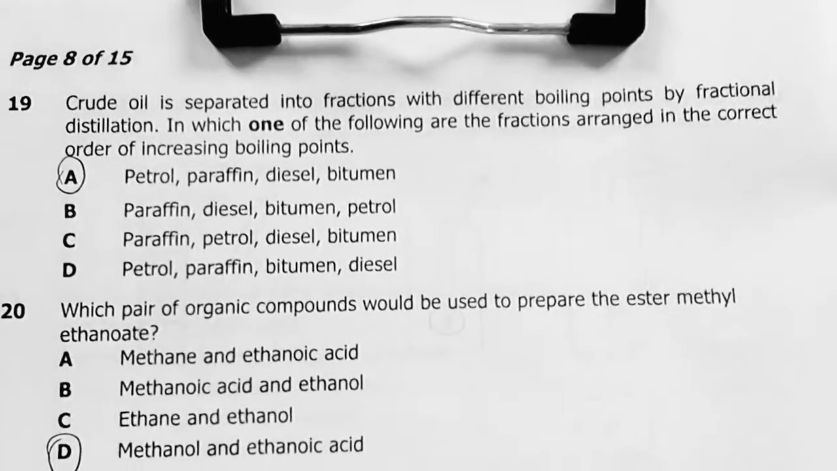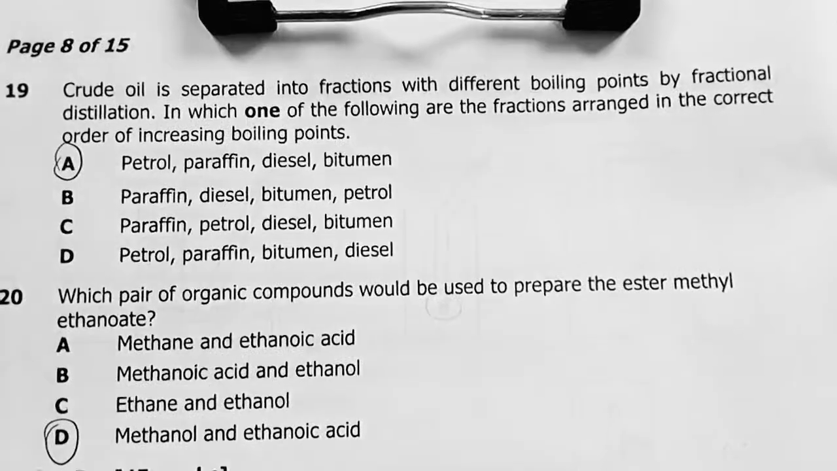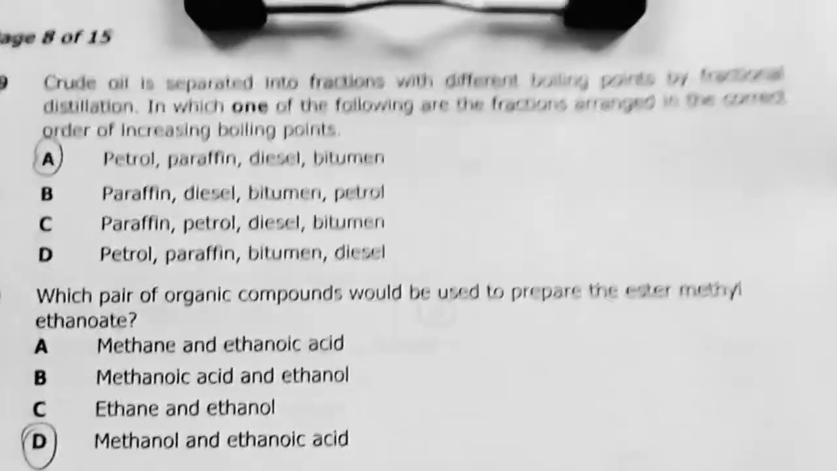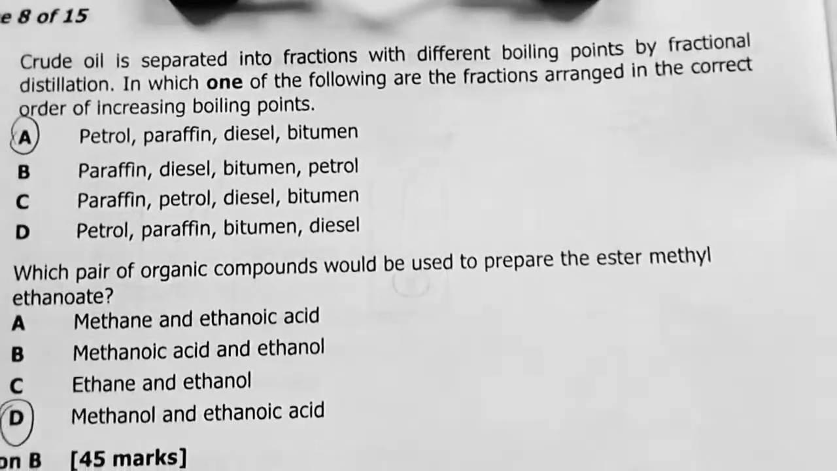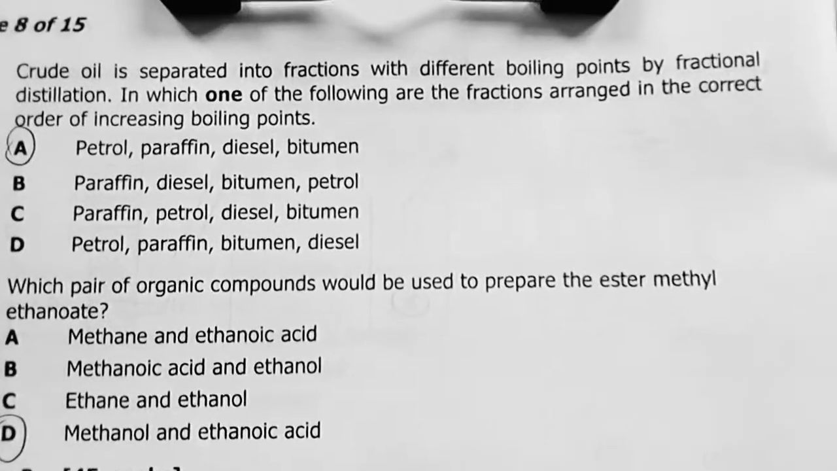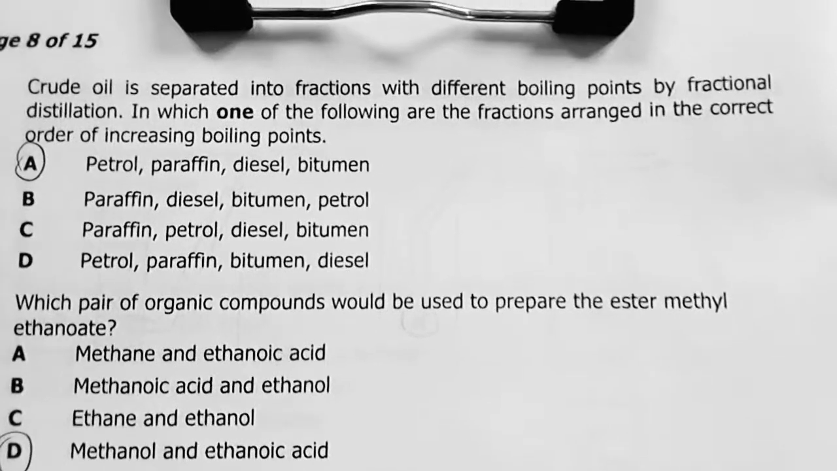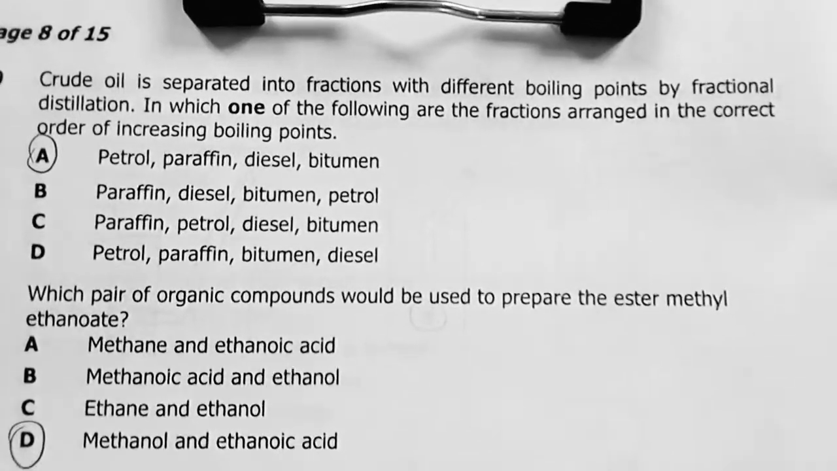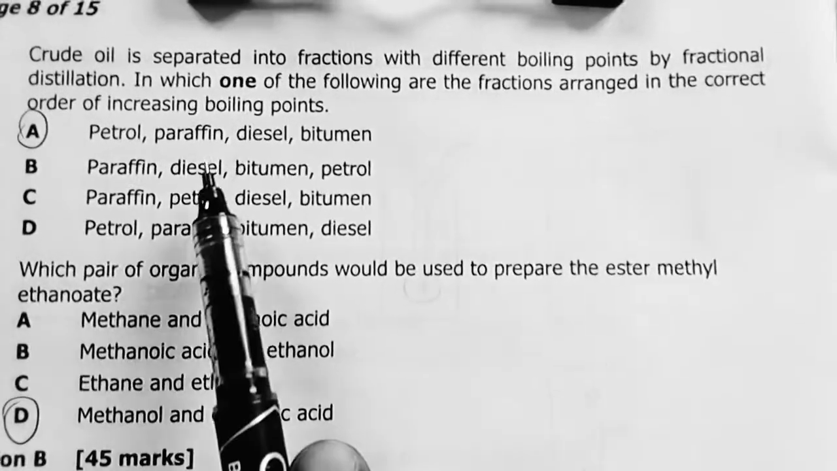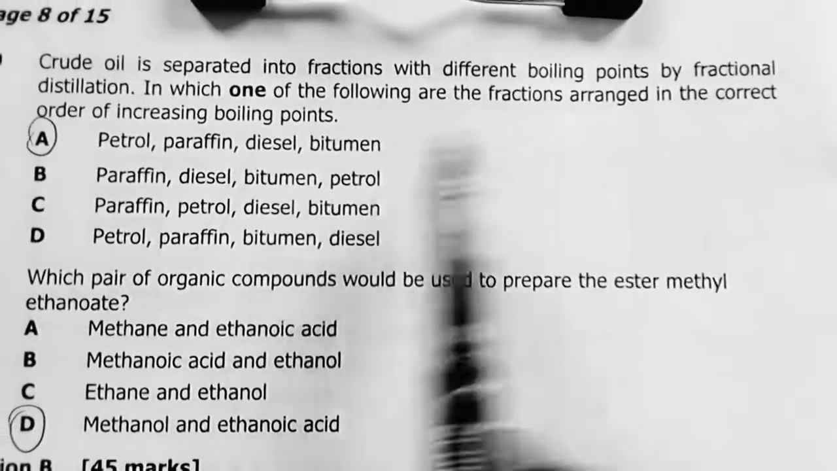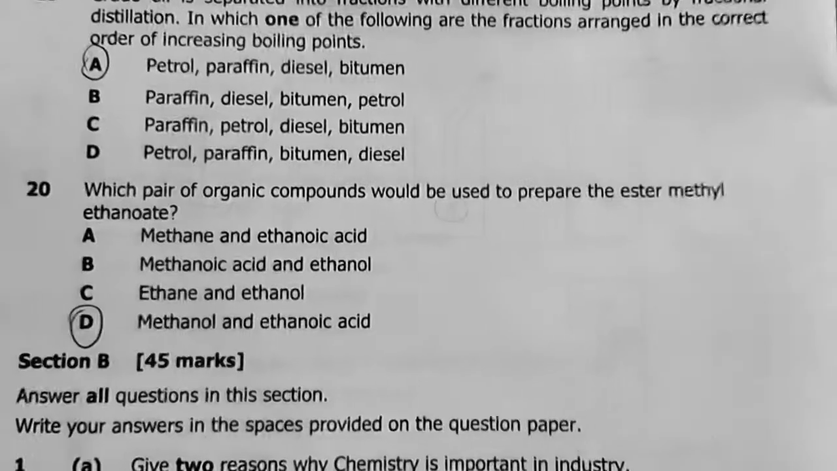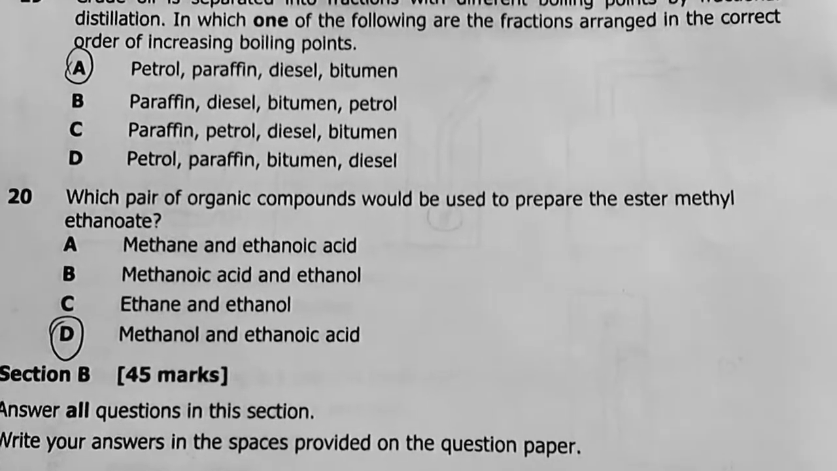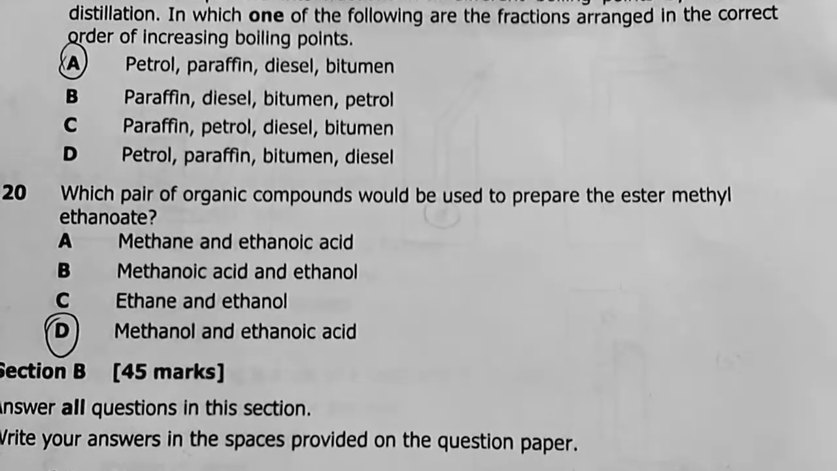Coming to our last two questions for this section. Crude oil is separated into fractions with different boiling points by fractional distillation. In which one of the following are the fractions arranged in the correct order of increasing boiling points? Therefore, it's petrol, paraffin, diesel, then bitumen. A.